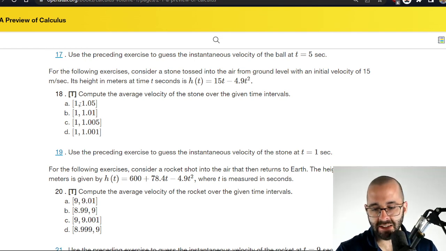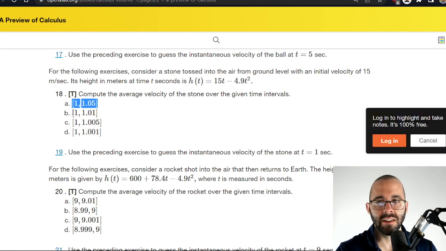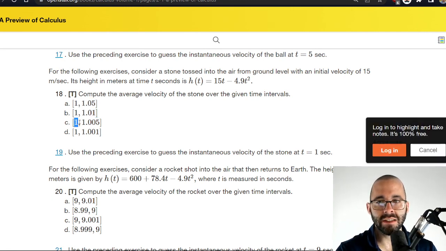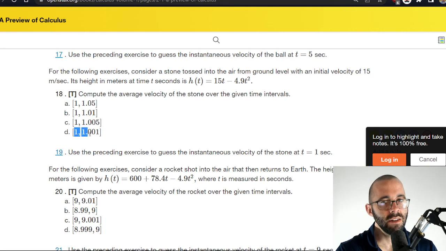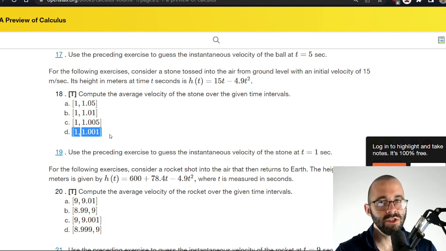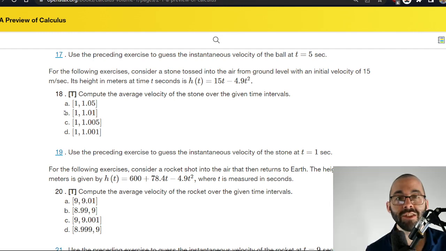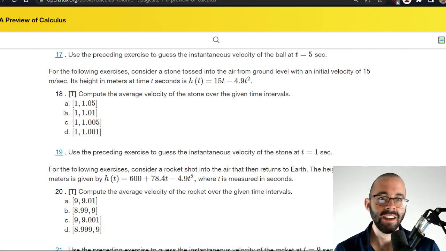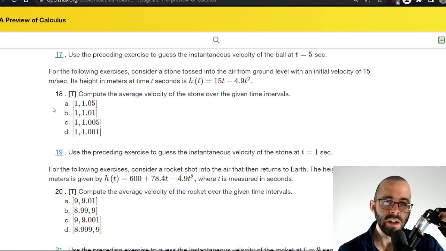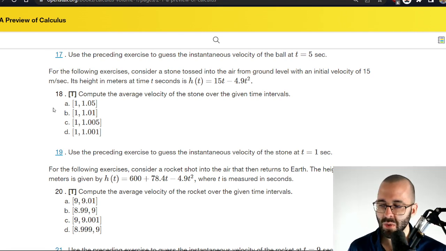Again, these average velocities are secant lines. Notice that this interval is getting smaller and smaller. So with every calculation, you should be getting closer to that instantaneous velocity, that slope of the tangent line. But it's basically just going to be calculations. If you need a refresher on 18 and 19, go back to the previous video, 2.1.3.